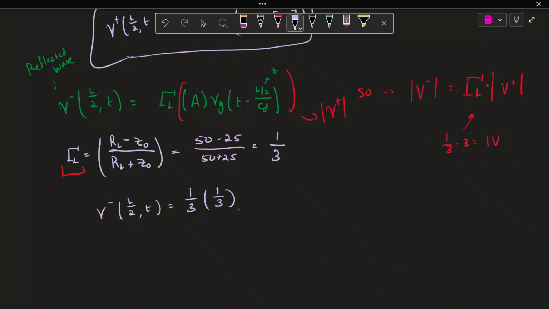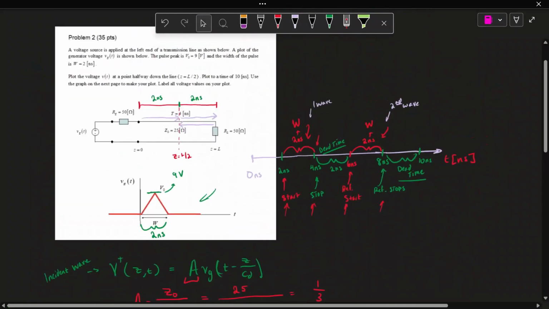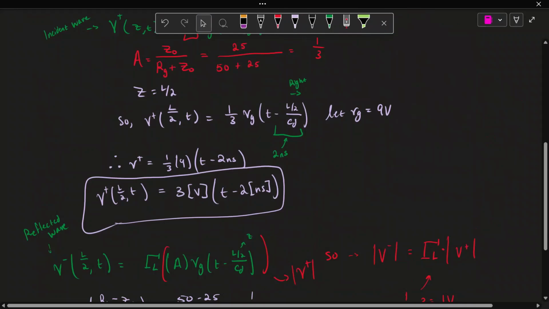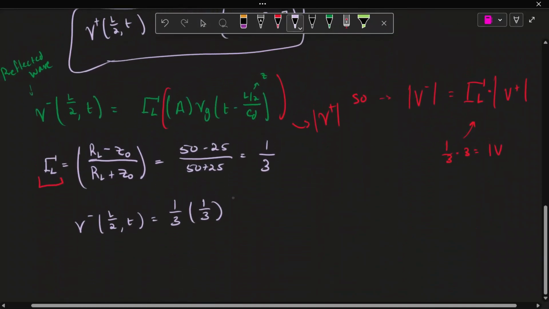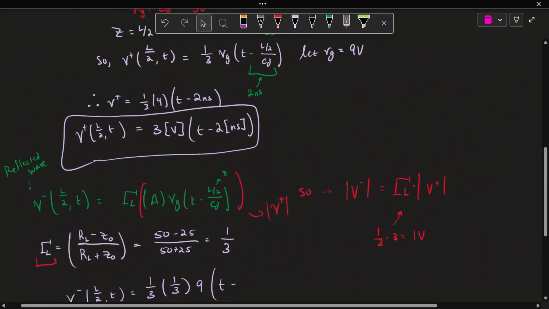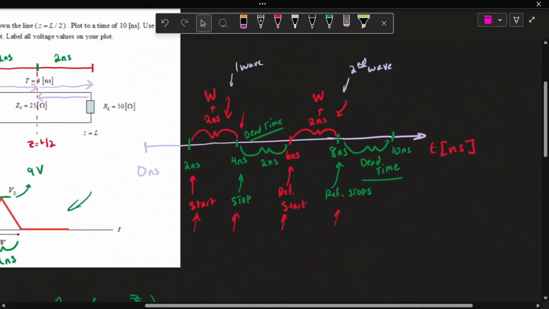Now we do VG. What was VG? Well, VG was 9 volts. That's our V naught, the amplitude of our regular wave, or what our voltage generator gives us. So 9 times T minus. Now, we do not have to do any math here. We've done all the math up on this number line.